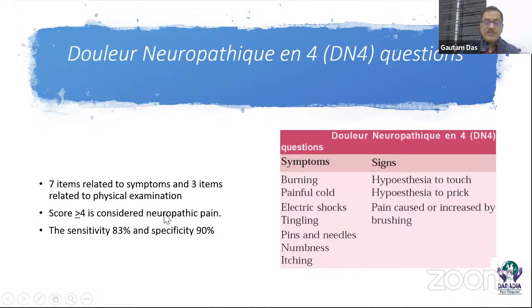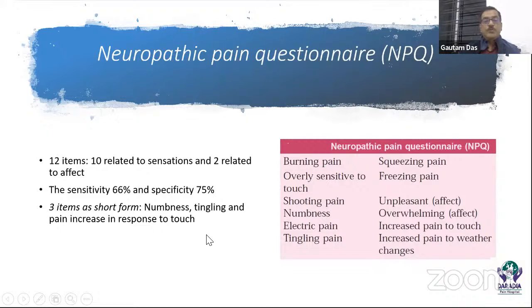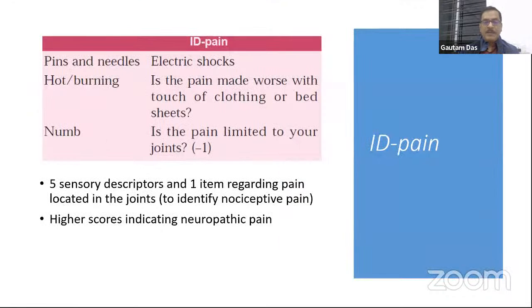So this is easier because we need not remember any scoring system. We just need to remember the 7 symptoms and the 3 signs. And if it is 4 or more, then it is neuropathic pain. And sensitivity and specificity are also very high. Sensitivity is 83%, specificity is 90%. Then there is the similar NPQ. Then there is ID Pain. I'm just skipping these things.